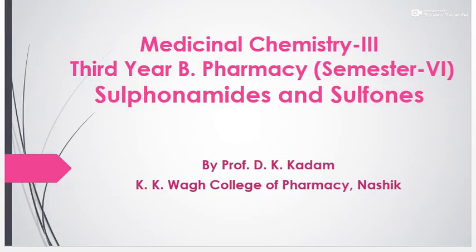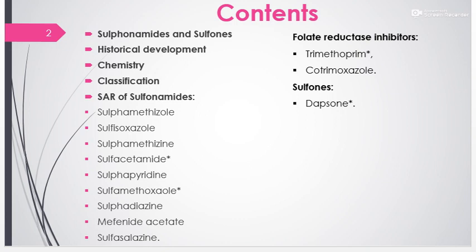Dear students, today we are going to study the sulfonamides and sulphones, a topic from the third year B Pharmacy Medicinal Chemistry 3 for semester 6. In this video lecture, we are going to study the different sulfonamides and sulphones, the historical development of the sulfonamides, the chemistry of sulfonamides, classification of sulfonamides, structure activity relationship of sulfonamides, and some drugs from this category. Then folate reductase inhibitors and the sulphones.